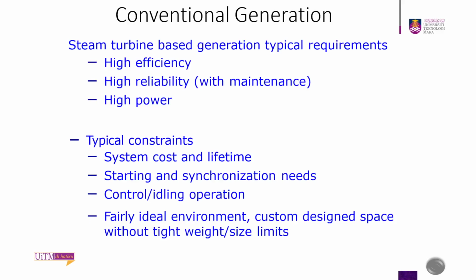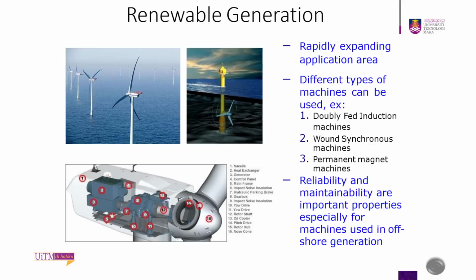Steam turbine based generation, typical requirement: high efficiency conventional generation. Of course, we use a steam turbine, high efficiency, high reliability with maintenance, and also high power. The typical constraints: system cost and lifetime. This is a constraint. We talk about system cost and how long it will survive. Starting and synchronization needs. This is a very challenging constraint for the synchronous machine. You know, how to synchronize that with a 50 Hz line frequency, as well as control, idling operation, and a fairly ideal environment, custom design, space, weight, and size limits.